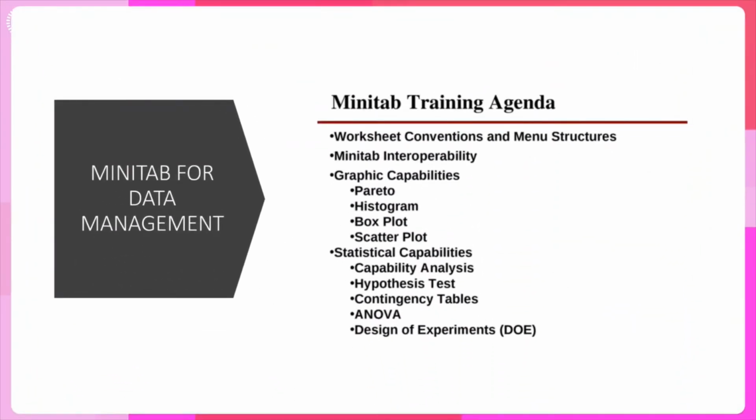So talking about the Minitab training agenda, it includes two types of analysis, graphic capabilities and statistical capabilities. When we talk about the graphic capabilities, it is capable of doing Pareto diagrams, histograms, box plots, and even scatter plots. On the other side, when we talk about the statistical capabilities, it has a large number of them in terms of hypothesis testing, ANOVA analysis, designing of experiments, and even contingency tables.